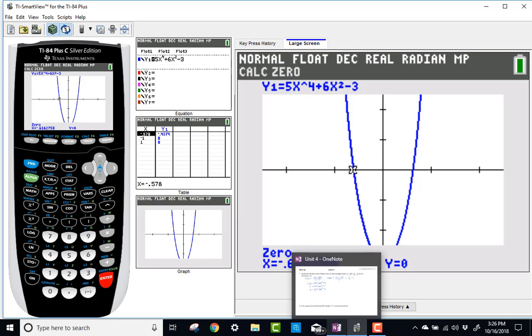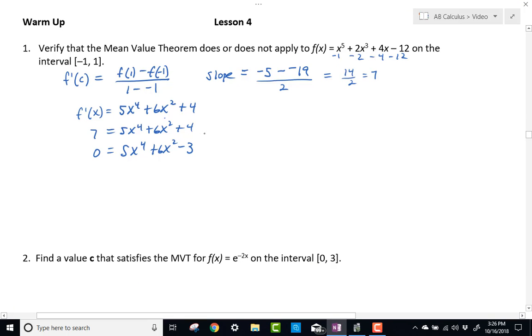So it looks like x equals -0.616, and you can verify on your own, but the other side is x equals 0.616 positive, which are actually both in the interval. So the mean value theorem does apply on the interval from -1 to 1.